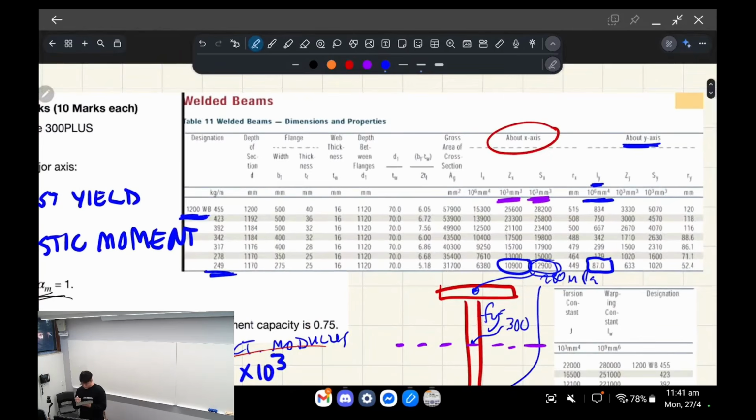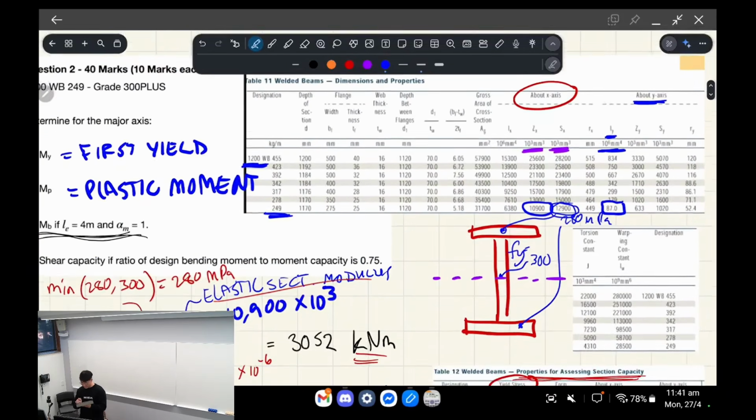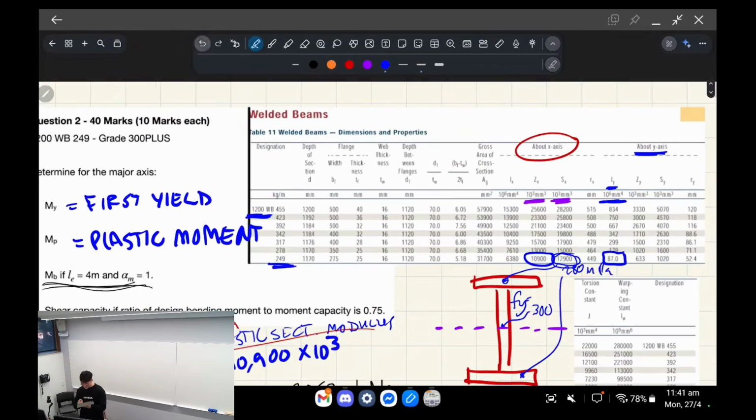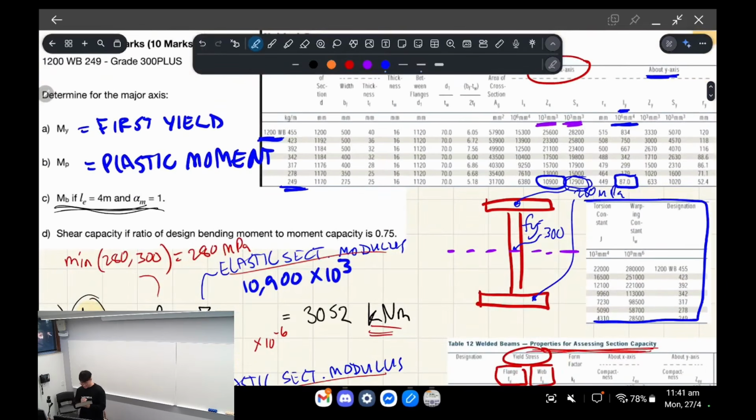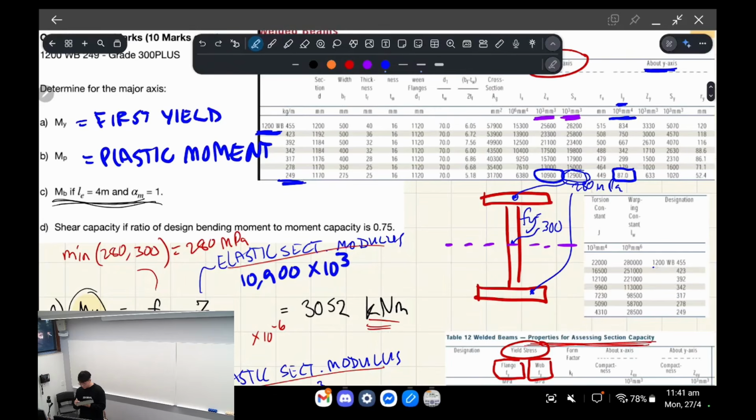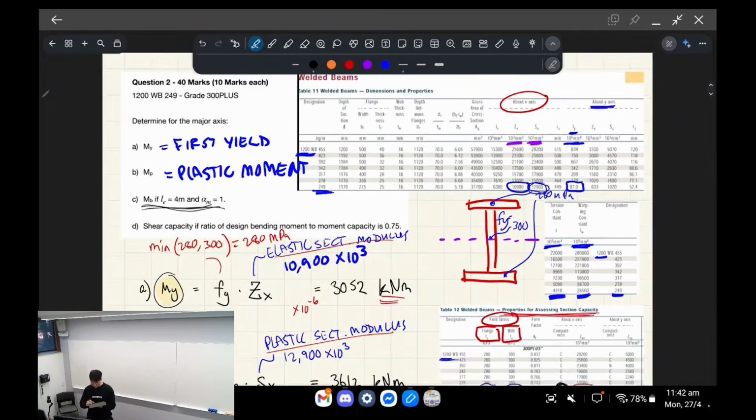Another one you have to get is, sorry, I did this screenshot in two parts, so the right-hand side of the table is here. It's a 1200 WB, the smallest size one. Your torsional constant is 4,310, but then you have to multiply it by 10 to the 3. And your warping constant is 28,500, but then you have to multiply it by 10 to the 9. So be really careful with what power of 10 you're multiplying by, because it's very easy to make a mistake here.